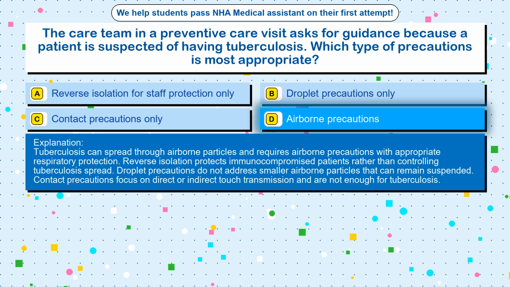Reverse isolation protects immunocompromised patients rather than controlling tuberculosis spread. Droplet precautions do not address smaller airborne particles that can remain suspended. Contact precautions focus on direct or indirect touch transmission and are not enough for tuberculosis.